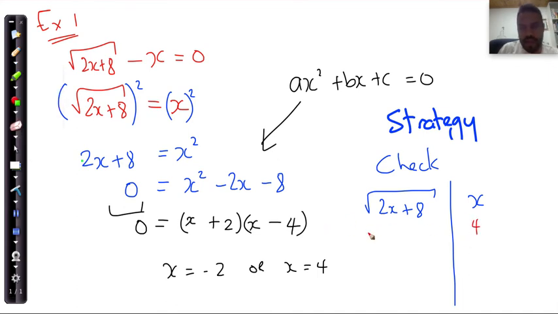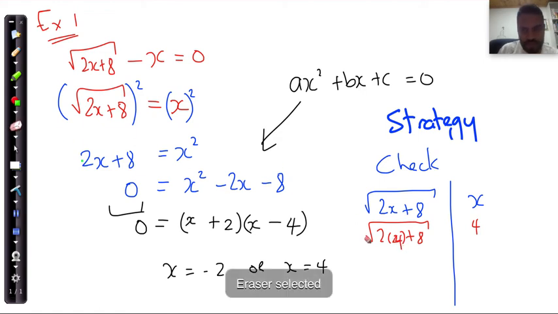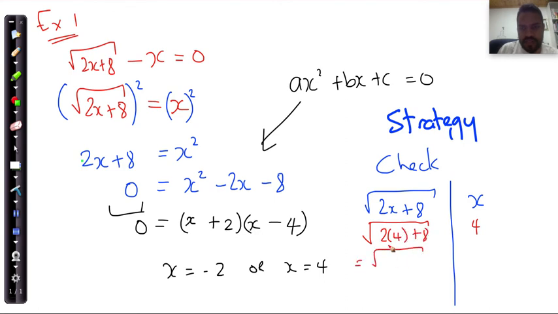I'm working with 4, so when I substitute the 4 in there, 2 times 4 plus 8, that's going to give me the root of 2 times 4, which is 8, 8 plus 8 is 16, and the root of 16 is 4. So clearly 4 is a solution, because when I put it in here, I get a final answer of 4, and when I put it in that side, I also get a final answer of 4.